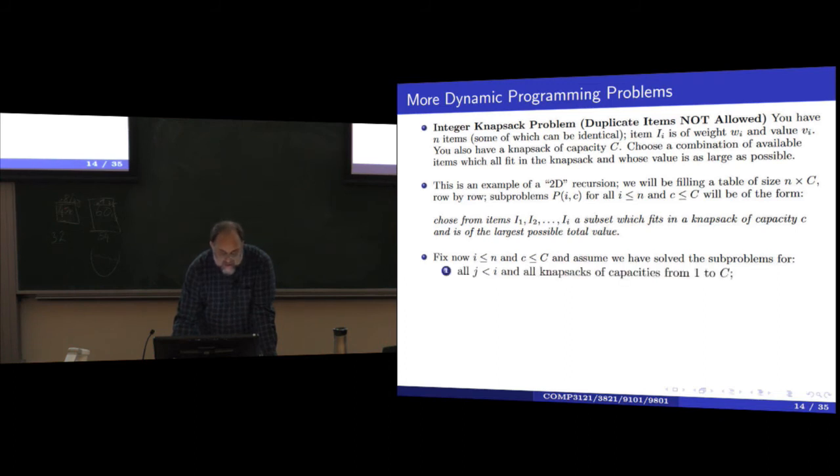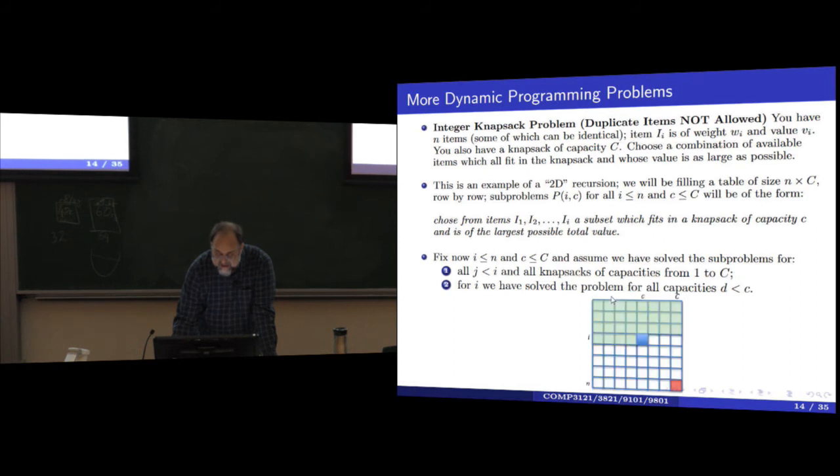So we will solve these problems for all j smaller than I, and all knapsack capacities from 1 to C. And for this particular I, we solve the problem for all capacities D less than C. It will be much easier when we look at the picture.